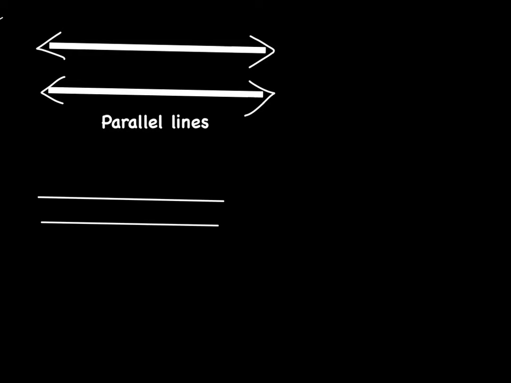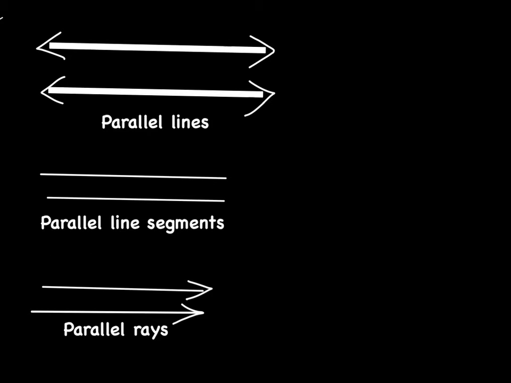Now up on the board is a pair of parallel line segments. 2 line segments in the same plane, just like this, are parallel if they do not intersect, and they will never intersect no matter how far they are extended. Parallel line segments are parts of lines that are parallel. Show me with your arms what parallel line segments would look like. The same thing goes for parallel rays. 2 rays are parallel if they do not intersect, and they will never intersect no matter how far they're extended.